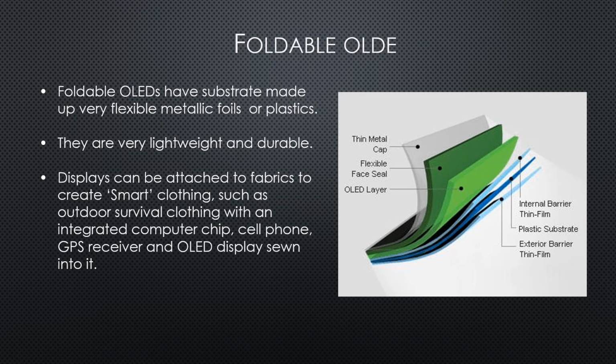Now the fourth type of OLED is the foldable OLED. These OLED have substrate made up of very flexible metallic foils or plastics. They are lightweight and quite durable also. The foldable OLED displays can be attached to fabrics to create smart clothing, such as outdoor survival clothing with an integrated computer chip, cell phone, GPS receiver, and OLED displays sewn into it.